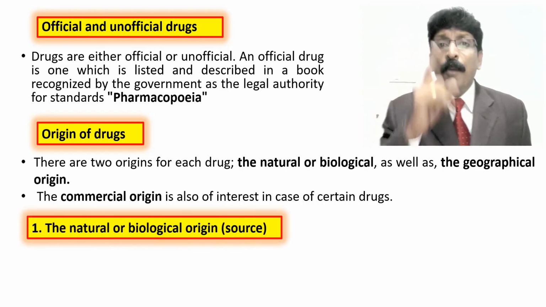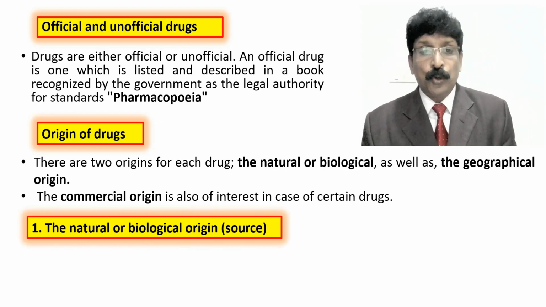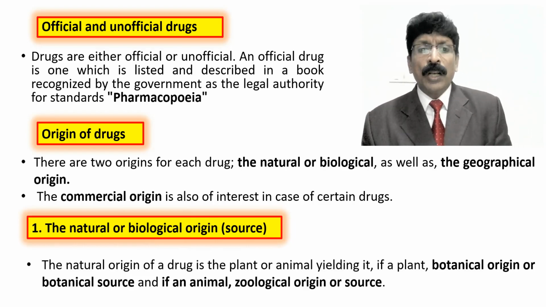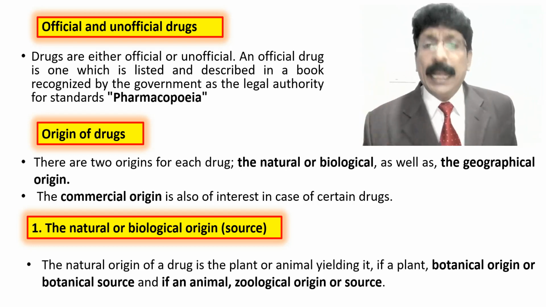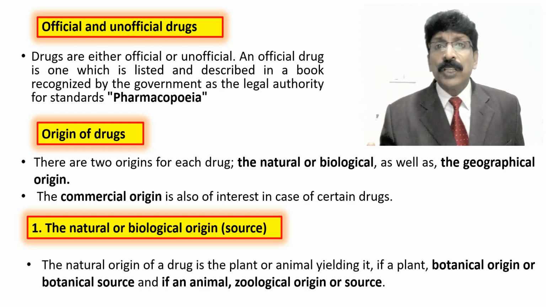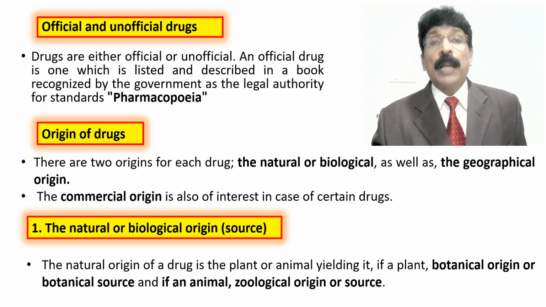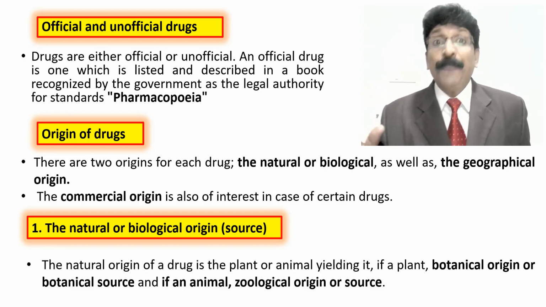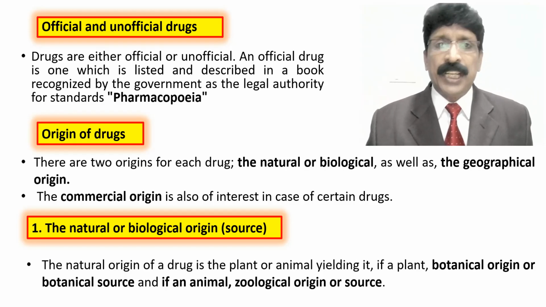When we talk about the first one, the natural or biological origin source, the natural origin of a drug is the plant or animal that yields it. If a plant, botanical origin or botanical source. If it is an animal, zoological origin or zoological source.